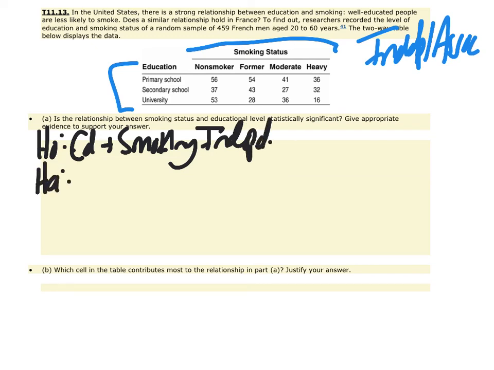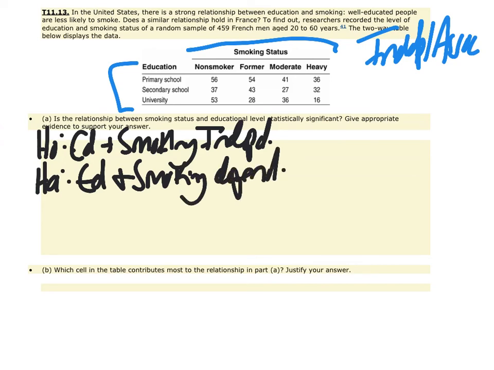We think that there is some dependency. So education and smoking has some dependency. Now you can state it that way, or you could do association. If you said association, you would say for hypothesis that's null: there is no association between these variables. Or H sub A: there is an association between the two variables.